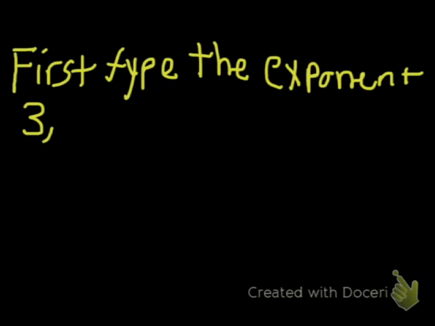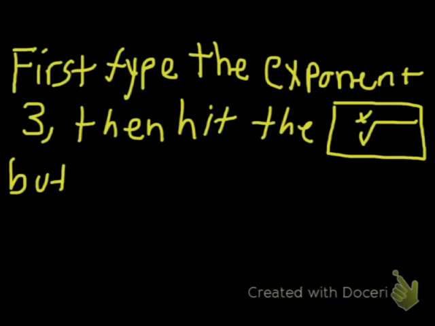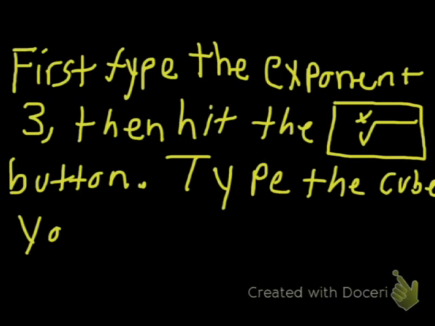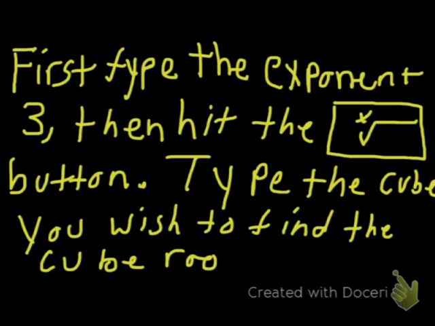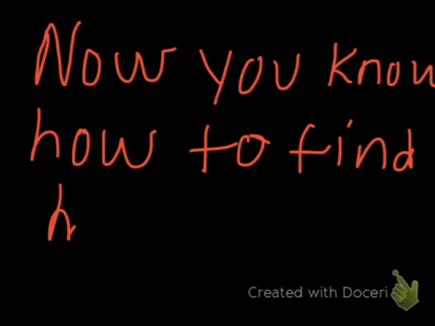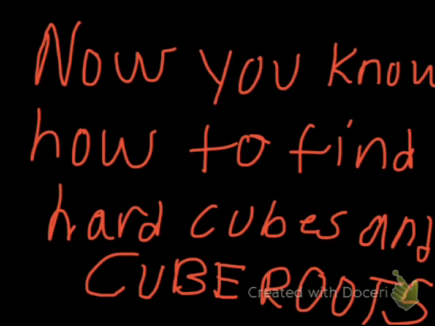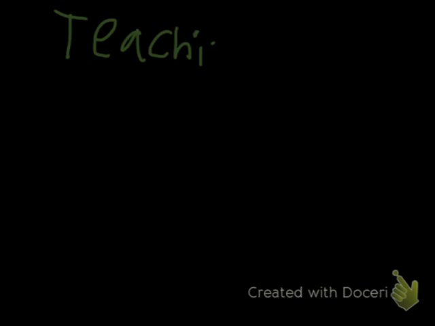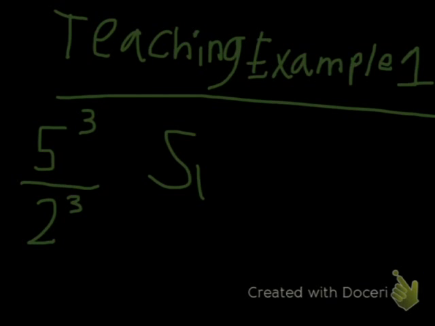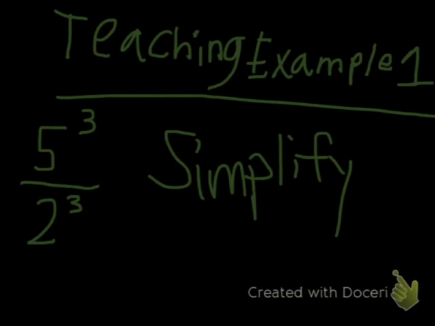You want to find the cube root? Well, no biggie. First type the exponent 3, since we're finding a cube root. Then hit the root button, and then type the cube you wish to find the cube root of. Make sure you hit the root button with a variable in it, and make sure it's not just the square root button. Now you know how to find cubes and cube roots, especially complicated ones.